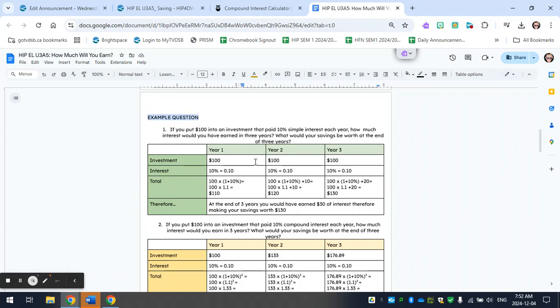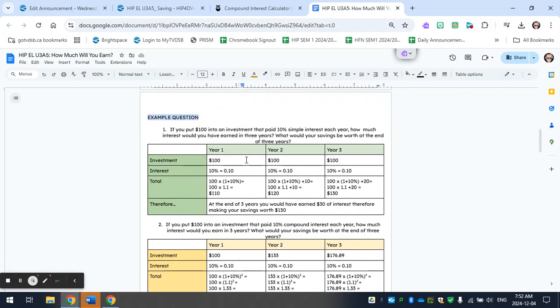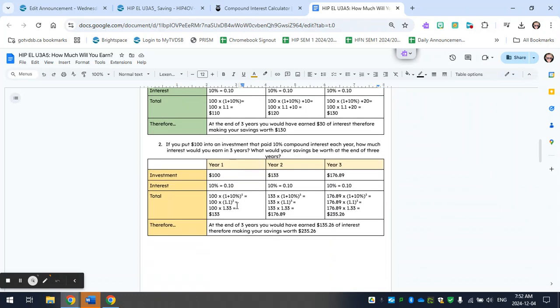We plug in the formula from up above here. So 100 times bracket 1 plus 10%. We switch that over: 110, 120, 130. Therefore, at the end of 3 years, you would have earned $30 in interest, therefore making your savings worth $130. This right here will get you full marks.